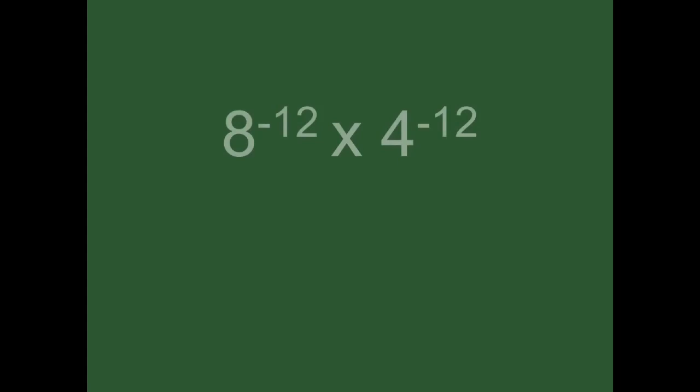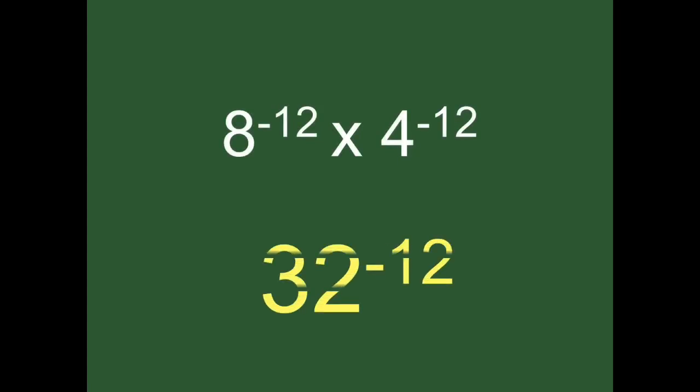Now we have a negative exponent here. This does not change anything because the exponents are the same. So we're just doing 8 times 4. That's 32. There's no reason to change. The rule says to keep the exponent, so we're going to keep it. 32 to the negative 12th power.